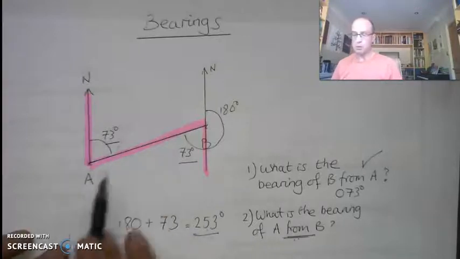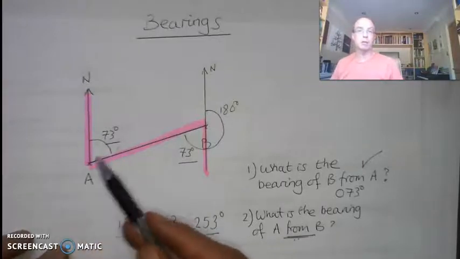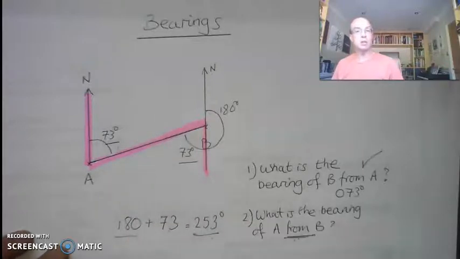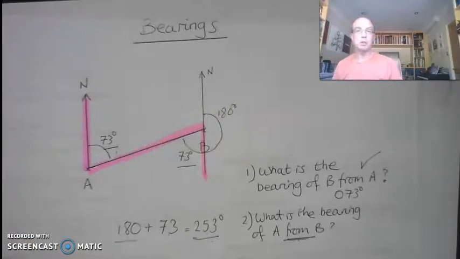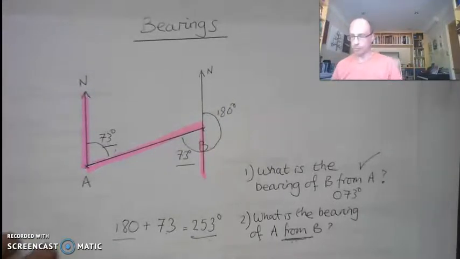So sometimes if my original bearing was slightly bigger, so I had a number like 240, I'd have to take the 180 away to get my reverse direction. But always the difference between those two numbers is going to be 180 degrees.